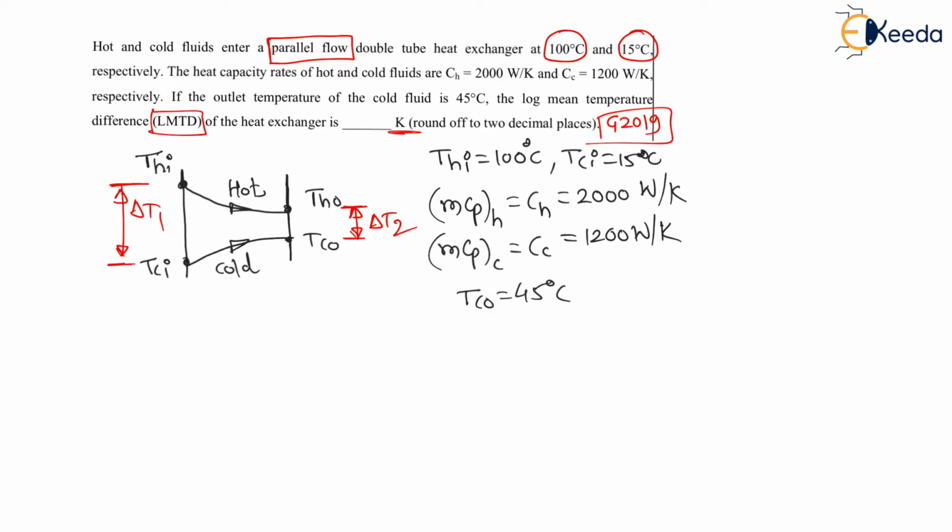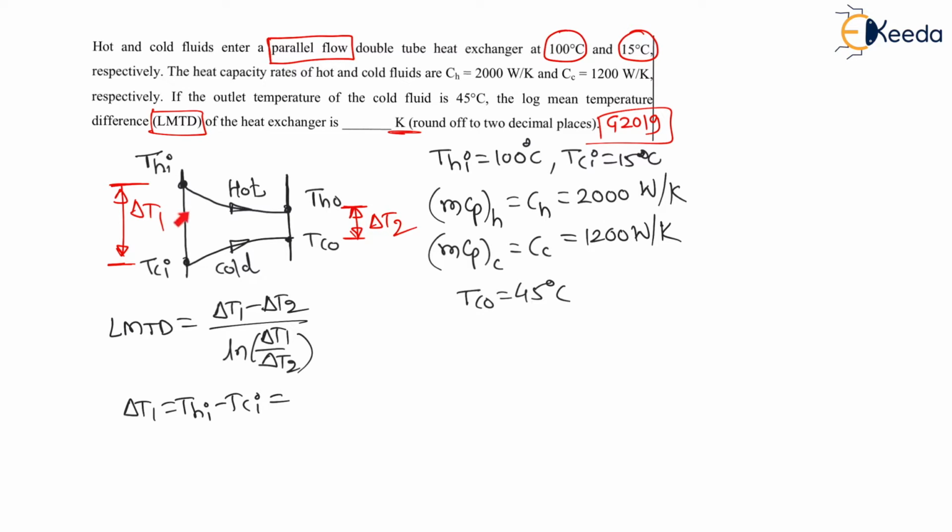And my dear students, here the log mean temperature difference LMTD for any heat exchanger is given as delta T1 minus delta T2 divided by ln of delta T1 divided by delta T2, right? So my dear students, here to find LMTD I have to calculate delta T1. So delta T1 is nothing but Thi minus Tci, that is left side temperature difference, right? Thi is given, Tci is given, so let us find this delta T1, which is nothing but 100 minus 15, which is equal to 85 degrees Celsius.